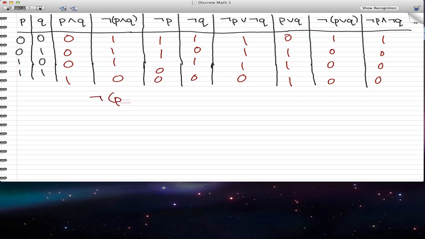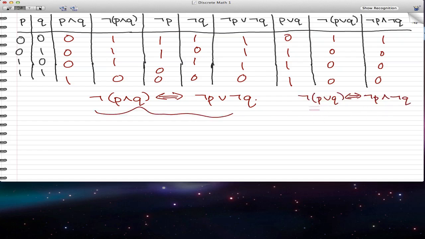So, negated (P and Q) is logically equivalent to negated P or negated Q, and these two are also the same. Negated (P or Q) is logically equivalent to negated P and negated Q. So these two are DeMorgan's law.